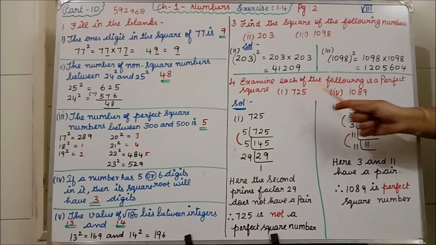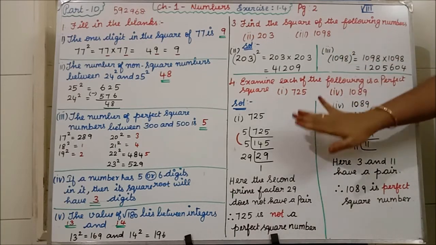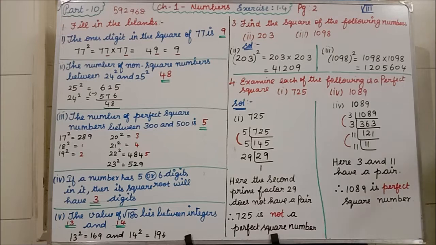We have to check whether 725 is a perfect square number, and similarly whether 1089 is a perfect square number. Clear? Shall we start now? Yes, 725. Normally how will you do the LCM, the same way, how will you do the factorization? The same way we are going to do. We are going to do it by the prime factorization method. Prime factorization means on this side you have to use only the prime numbers.